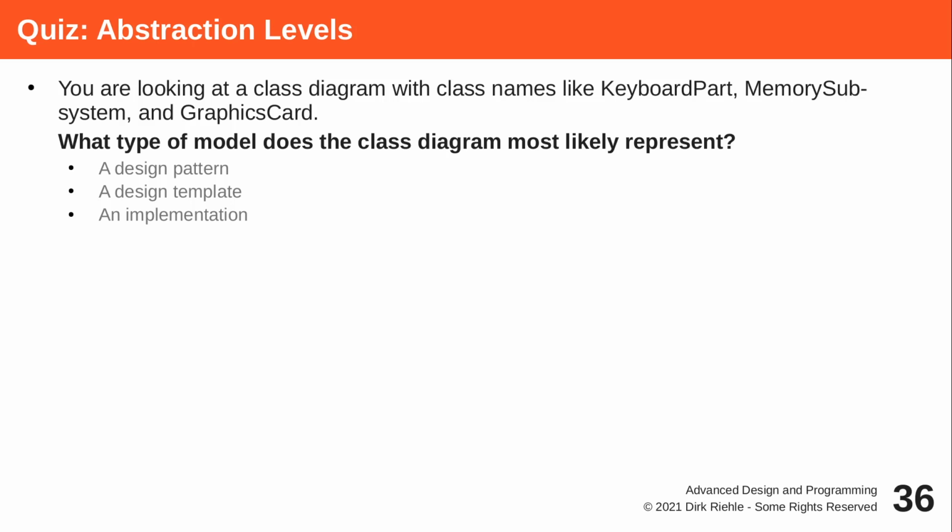All right, so back to one example we had before. You are still designing your system for putting together computers. So you have a class diagram here, and you see classes like keyboard part, memory subsystem, graphics card. And when you see these classes, what do you think you're looking at? That class diagram, is that a design pattern, a design template, or a specific implementation or specific design? What do you think?